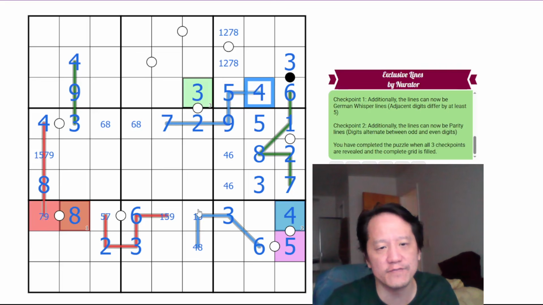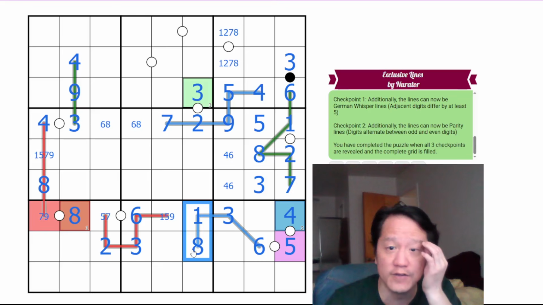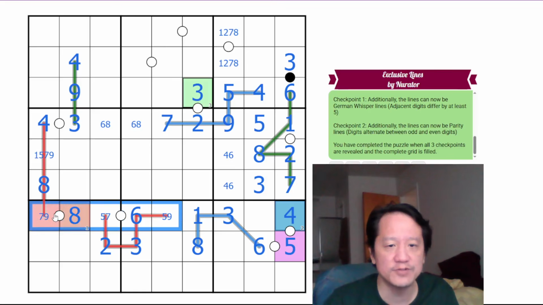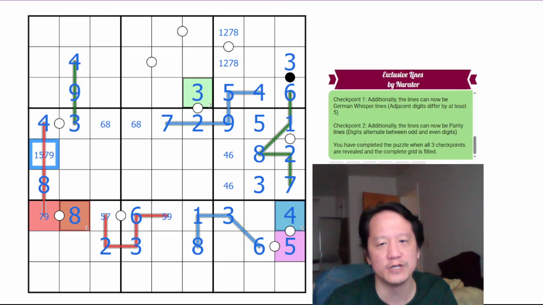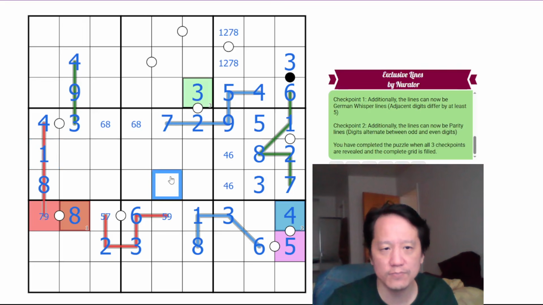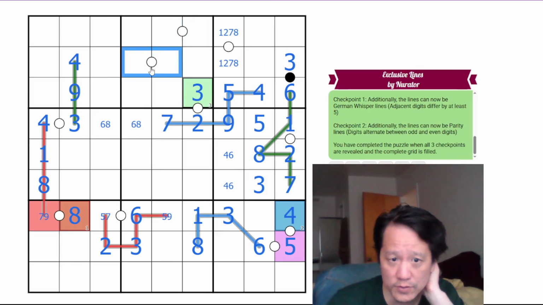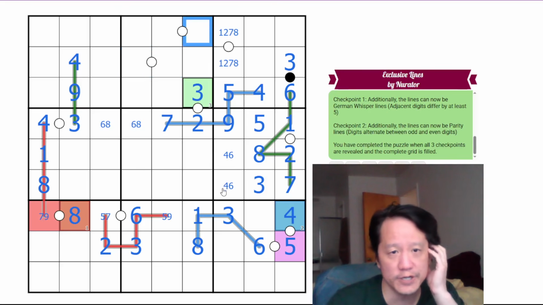But since this is 5 and 4, this must be 1 and 8 here, because we already are using the 4, 5 on region sum lines. So this can't be 1. We have a 5, 7, 9 triplet on parity lines, so this can't be 5, 7, or 9. Therefore, this is 1. These are consecutive, so this cannot be 1, 2, or 3.